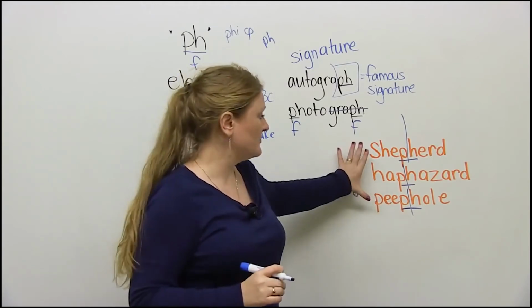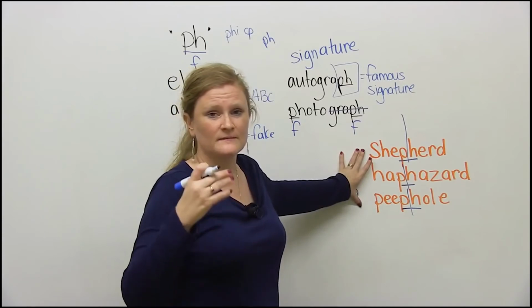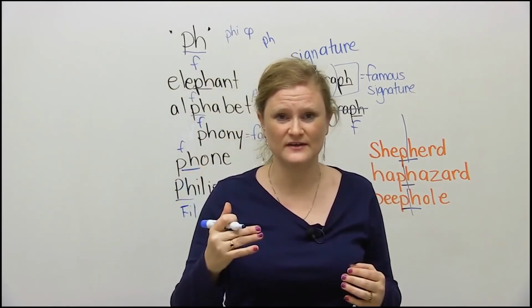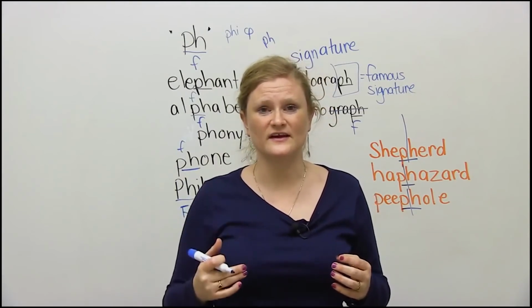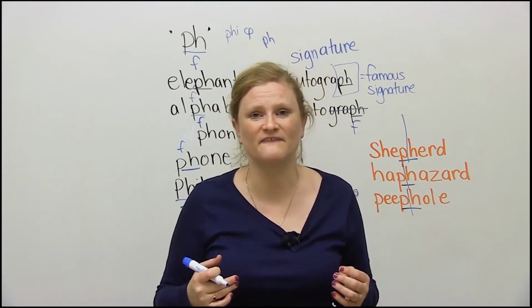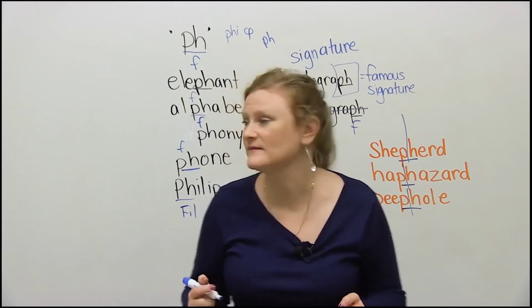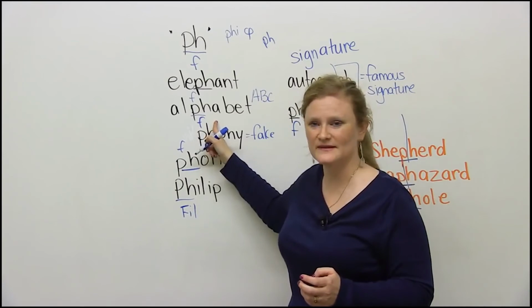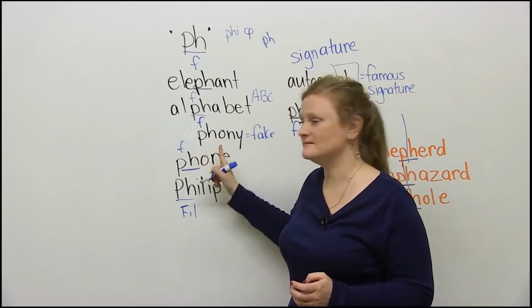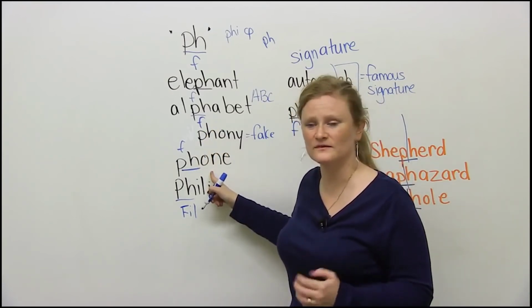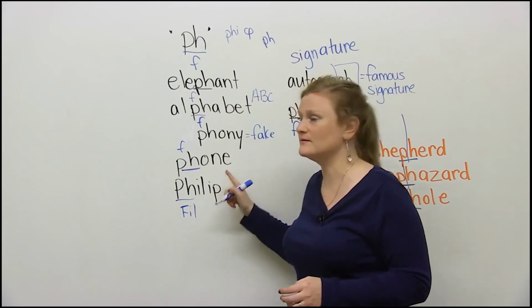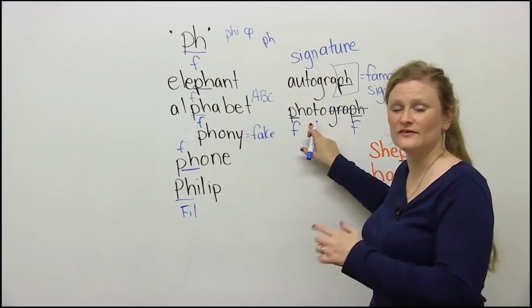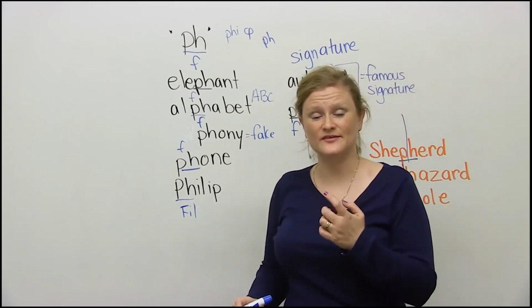So, with these three exceptions, you have to be careful. And when you have the PH sound in English, it's otherwise always going to sound like an F. Elephant, alphabet, phony, phone, Philip, autograph, and photograph.